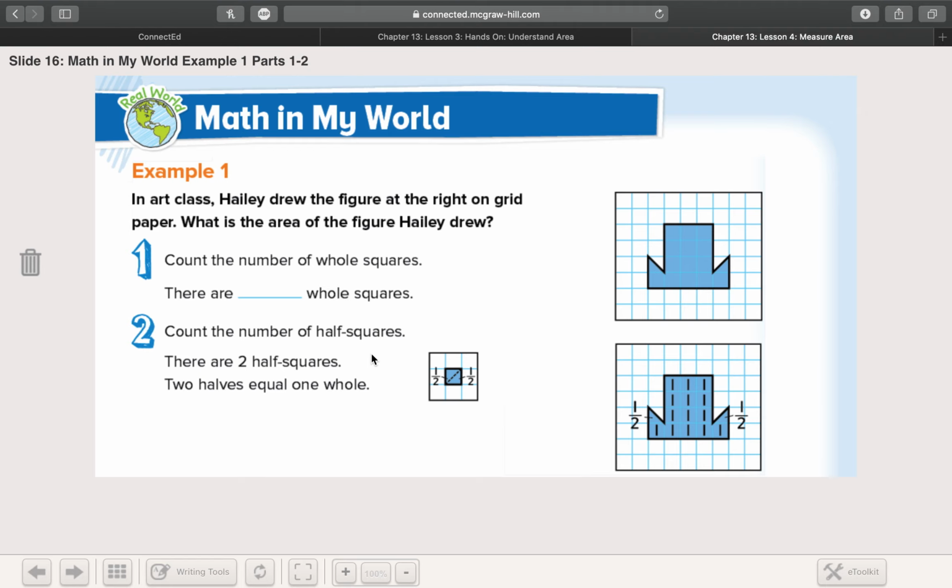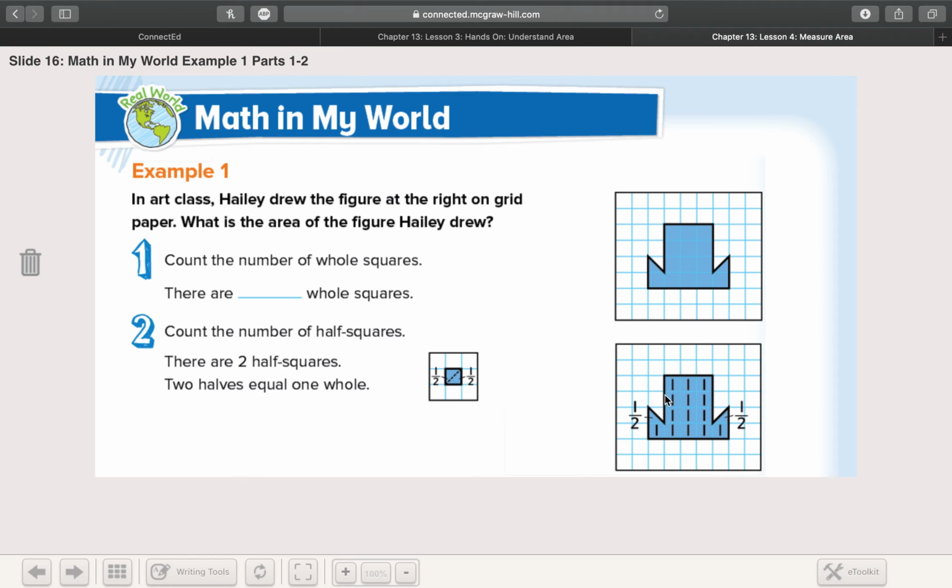In art class, Haley drew the figure at the right on grid paper. What is the area of the figure that Haley drew? First, we need to count the number of whole squares, then we need to count the number of half squares. Remember, 2 halves equals 1 whole. So here they counted for us. Well, they didn't tell us, but they tallied them. It's really, really helpful to mark them with a pencil as you're counting them so that you don't count them 2 times and so that you don't miss any.